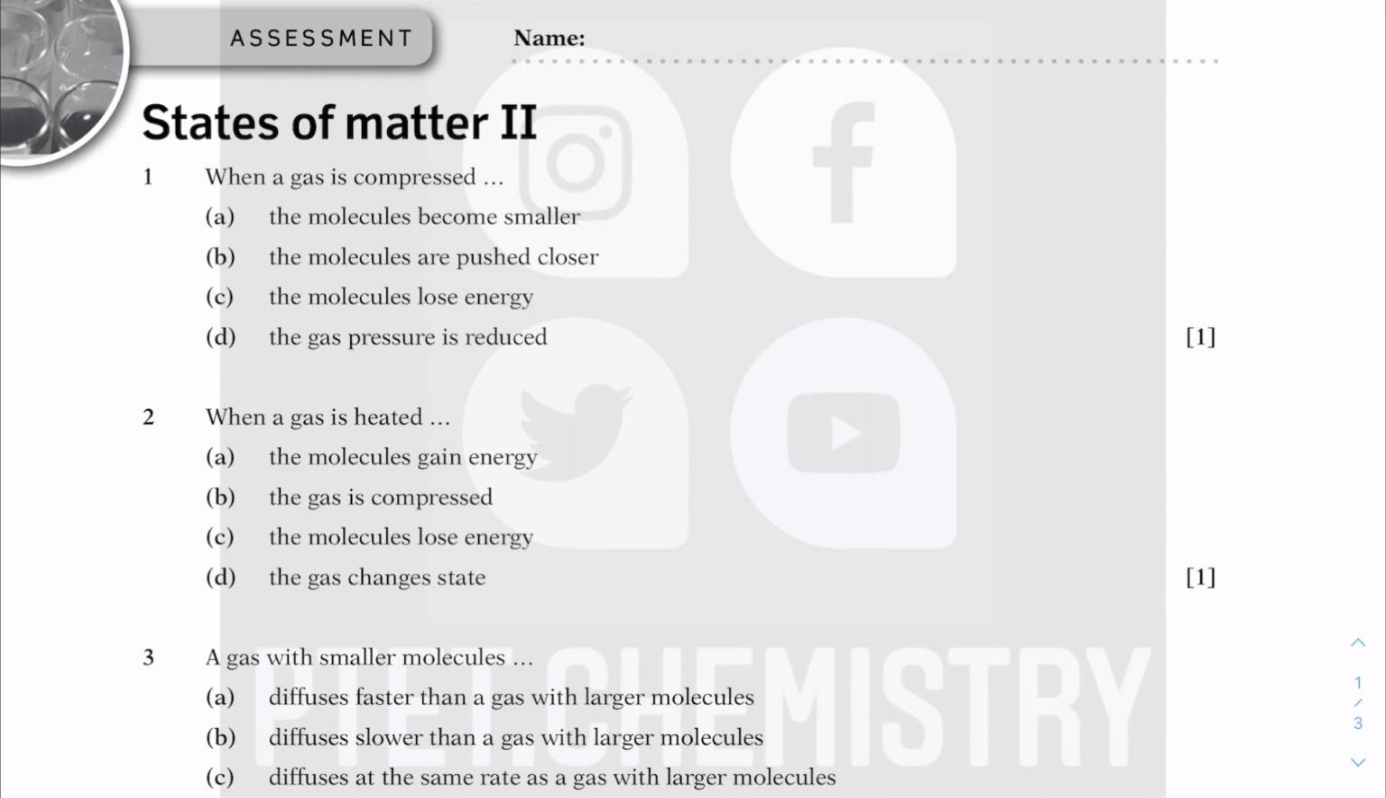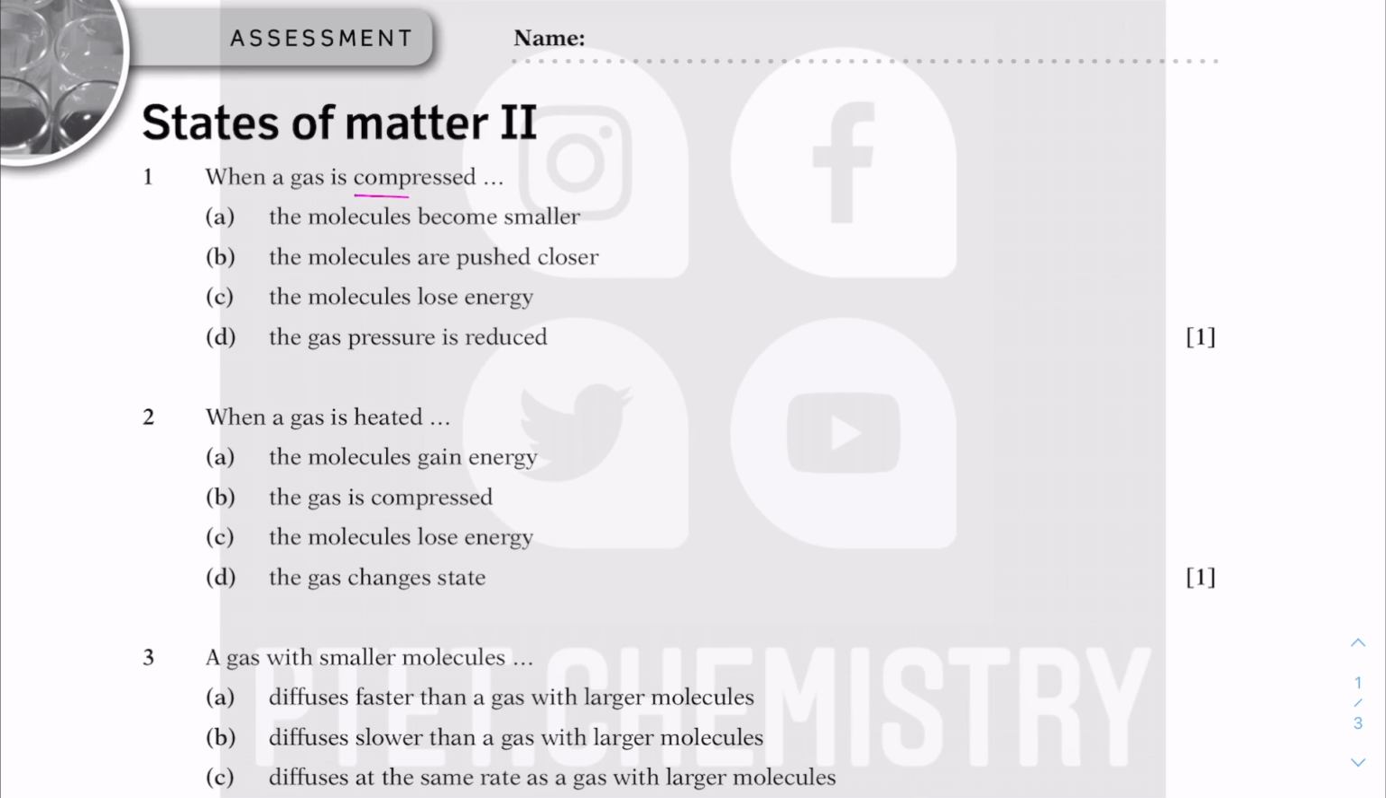Hi again everyone. In this tutorial video, we'll go through this states of matter number 2. This is just another piece of work that you have been set. It's a mixture of these states of matter as well as diffusion related questions.